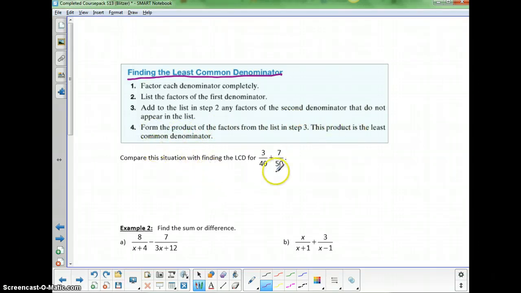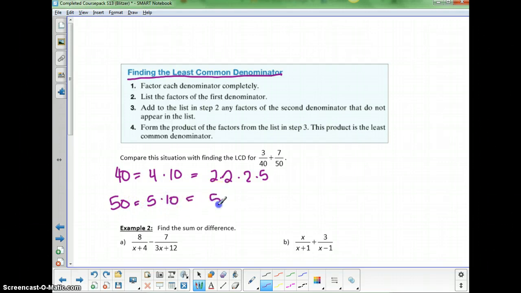So let's see how that works with 40 and 50. If you're familiar with 40 and 50, you might know that the common denominator is 200. Let's see how we can get that using this process. First of all, I need to list the factors of each denominator. 40 is 4 times 10, but those aren't primes yet. They're not fully factored, so I'm going to keep going. 4 is 2 times 2, and 10 is 2 times 5. 50 is 5 times 10. Alright, so 5 is prime, but I can rewrite 10 as 2 times 5.